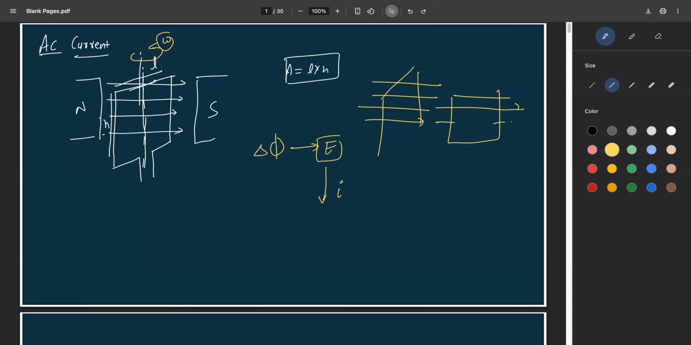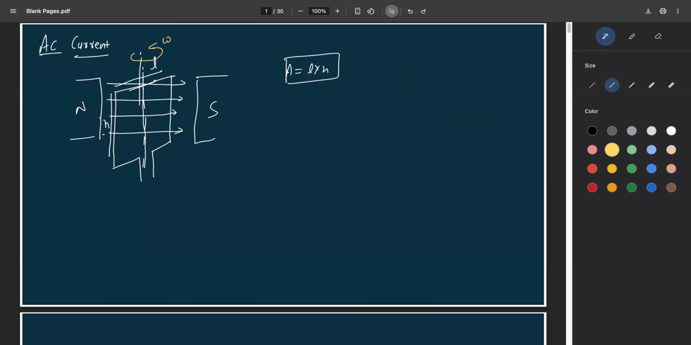So what is my task? My task is to calculate EMF. If I got the EMF, I can simply calculate current, because if I know the resistance, I can easily calculate it. So our task is how we can generate this alternating voltage.